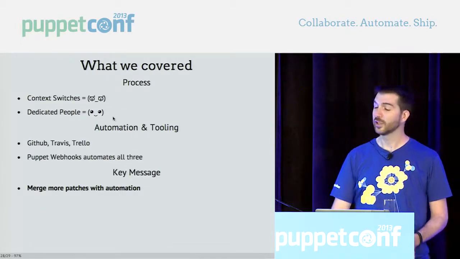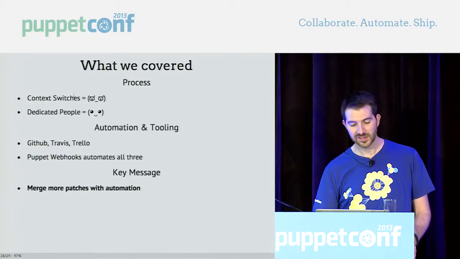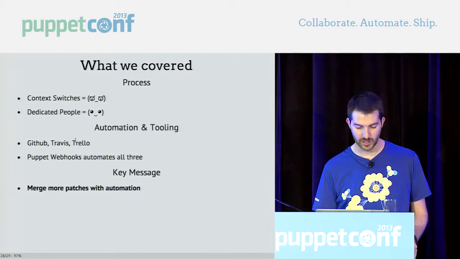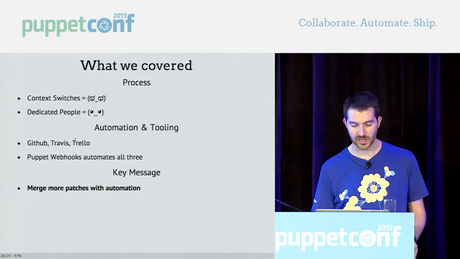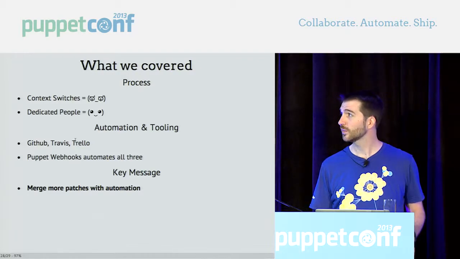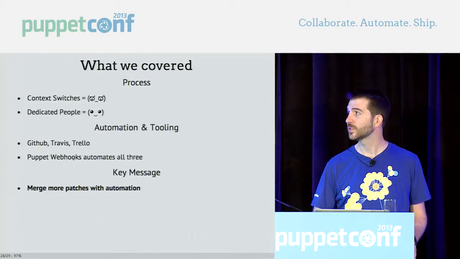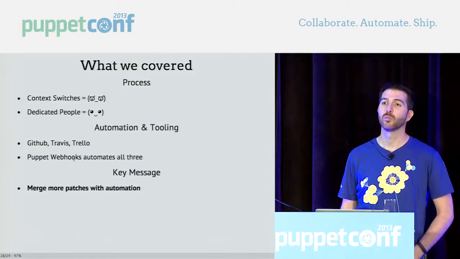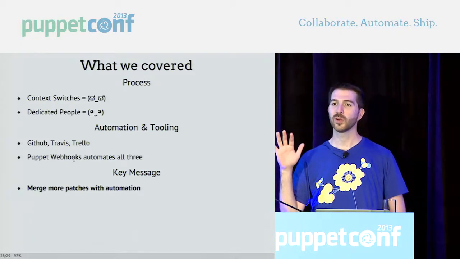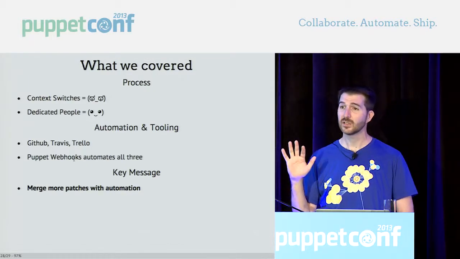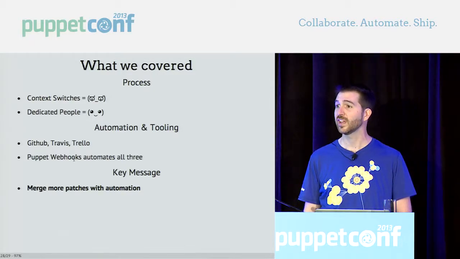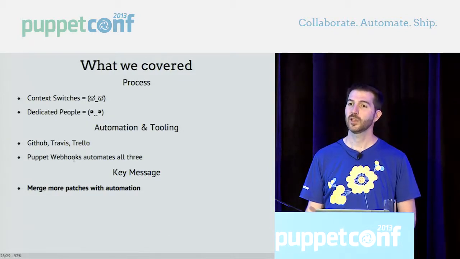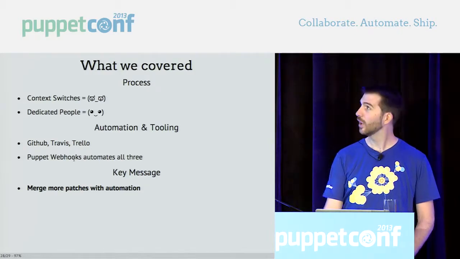So in conclusion for the whole thing, the process changes, context switches were not very good, dedicated people are way better. And on the automation side, we're using a ton of different tools. So we automated all of them together to present the information in one place. And as a result, we're maintaining our open pull requests at around 15 to 10, which is way better than the 80 we were at last year. We're responding way more quickly. Yeah. So that's pretty much it.